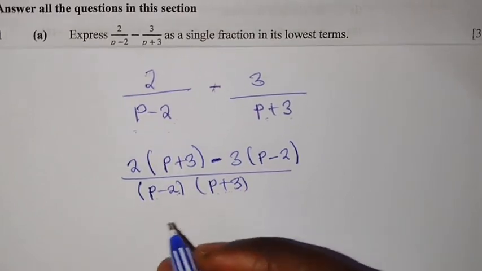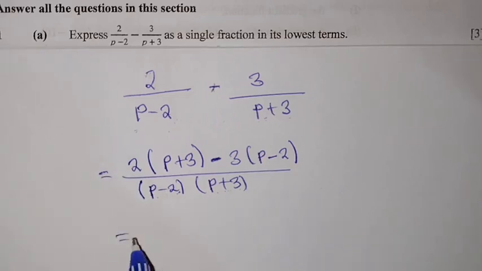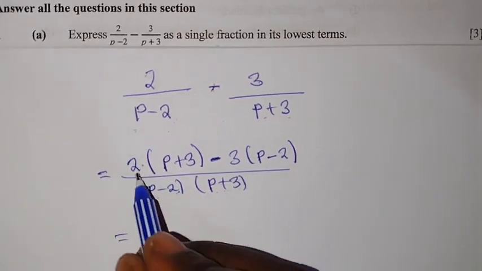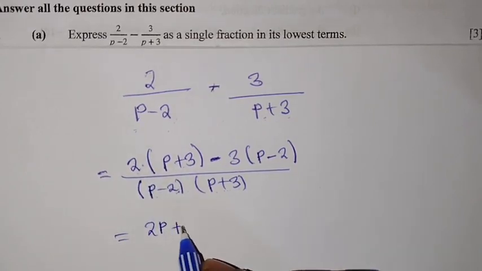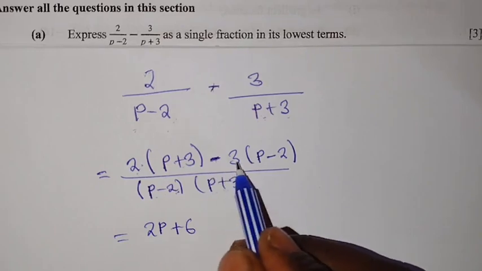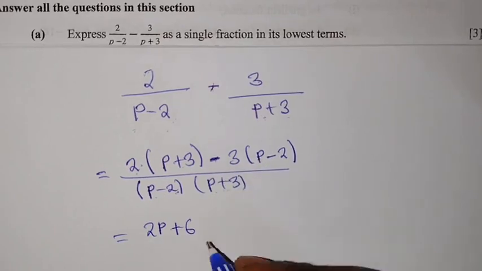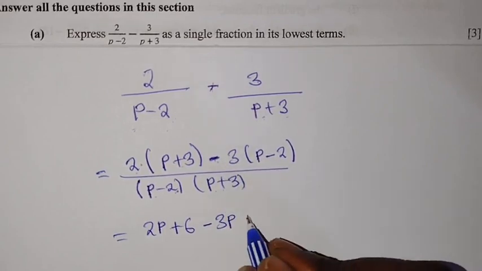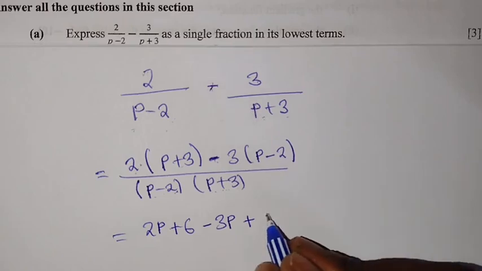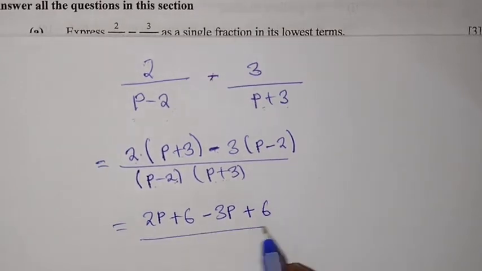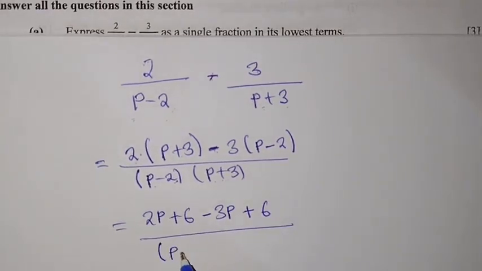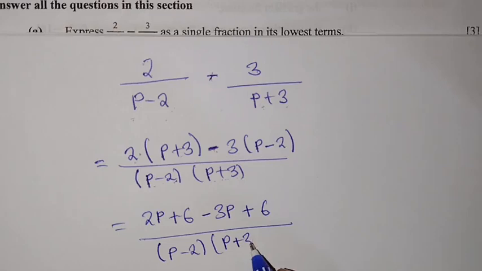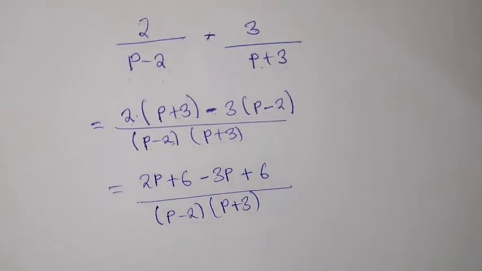From this stage, we expand. 2 times p is 2p, 2 times positive 3 is a positive 6. Then negative 3 times p is minus 3p. Negative times negative is a positive, 3 times 2 is 6. Over the same denominators that we have: p minus 2 in brackets and p plus 3.